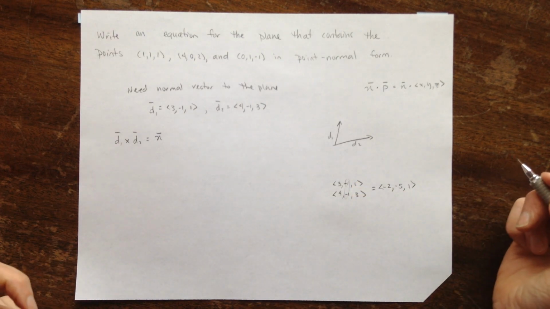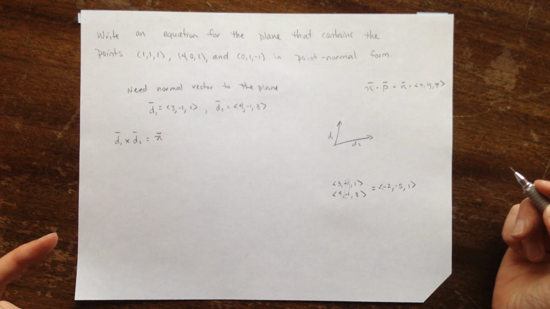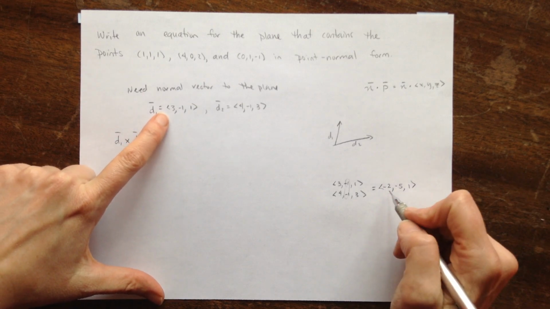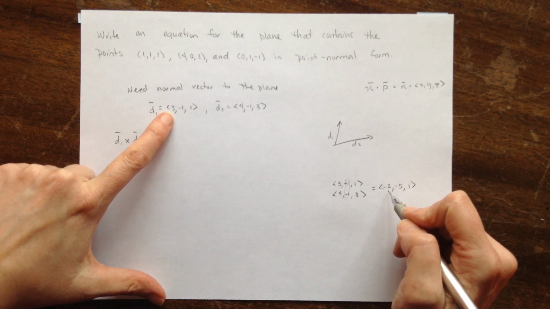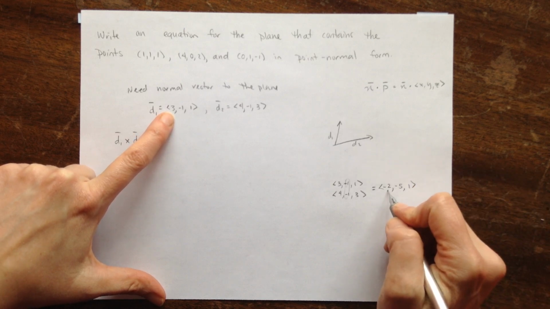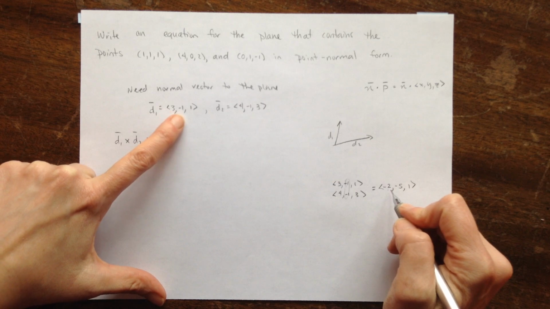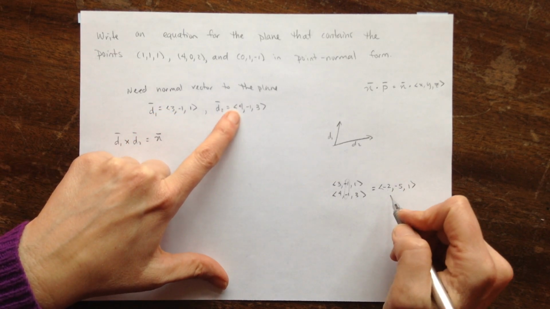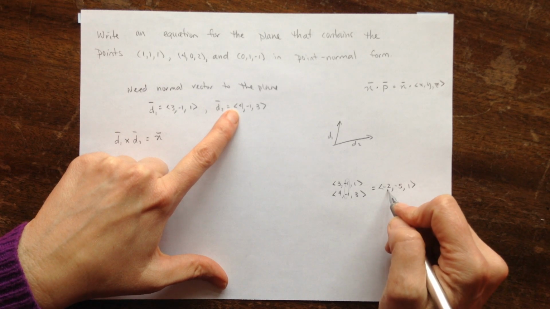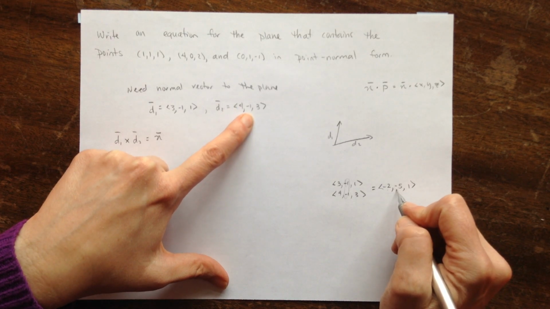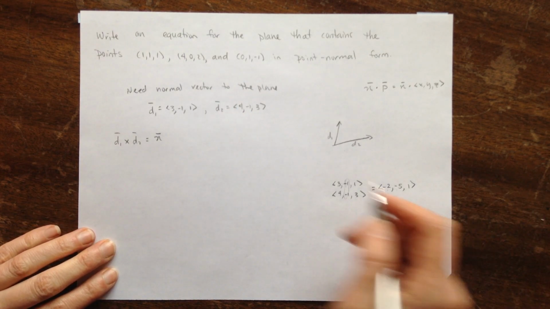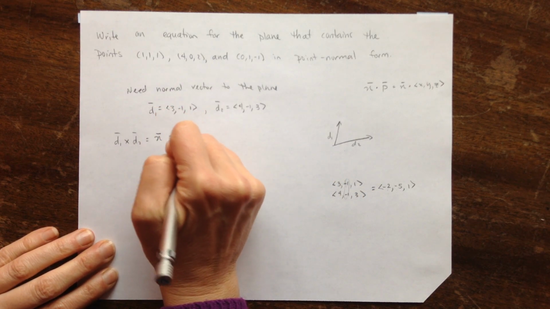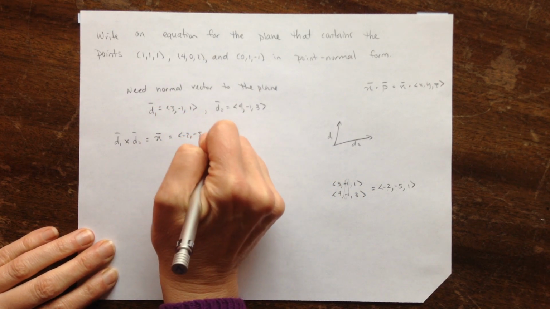And then to check and make sure this really is normal to this plane whose equation you're looking for, you just take the dot product. The dot product of d1 with this thing is going to be negative 6 plus 5 is negative 1 plus 1 is 1. And you take the dot product with this vector, you're going to get negative 8 plus 5 is negative 3 plus 3 is 0. So this is a normal vector. It is negative 2, negative 5, and 1.